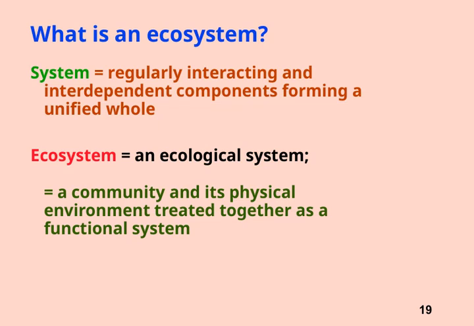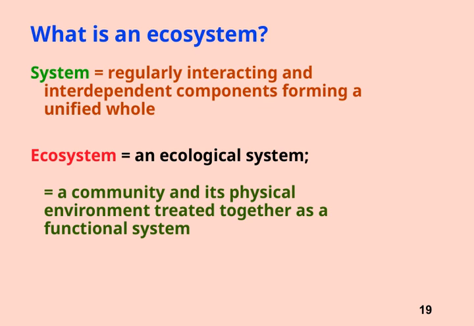So, what is an ecosystem? Let's start with the idea of a system. A system is made up of components that interact regularly and depend on each other. These parts work together, creating a unified whole. Now, when we talk about an ecosystem, we're referring to an ecological system. This includes not just the living community, plants, animals, microorganisms, but also the physical environment they're part of. Think of it as a complete, functioning system where both living and non-living elements are interconnected.